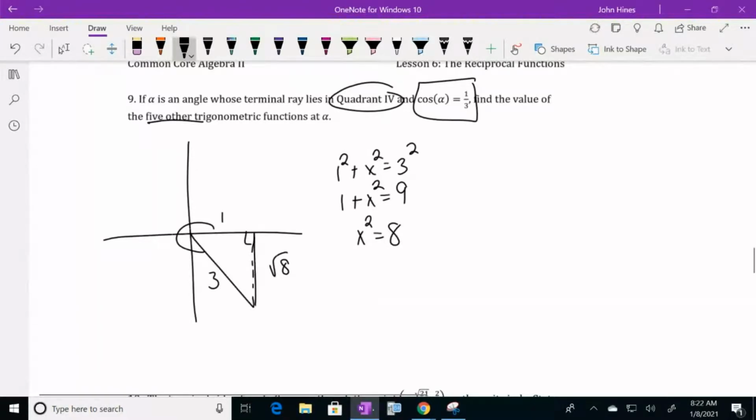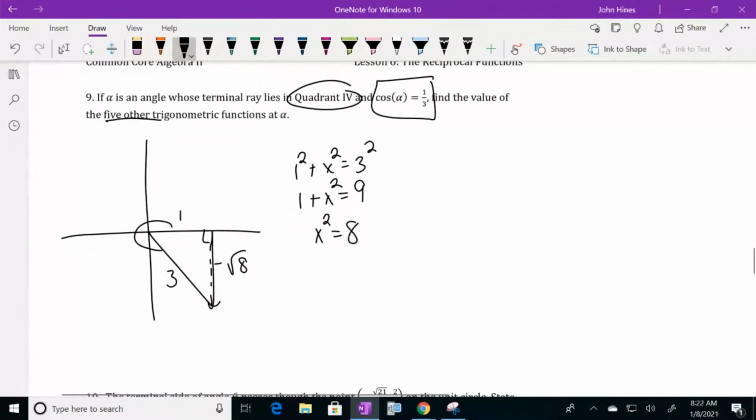But notice it's going down and yelling timber, so I'm going to put a nice negative there, a negative square root of 8. Okay, I drew my picture. Now I can find all 6 trig functions. I like to start out with sine, cosine, and tangent. Let's start with those.